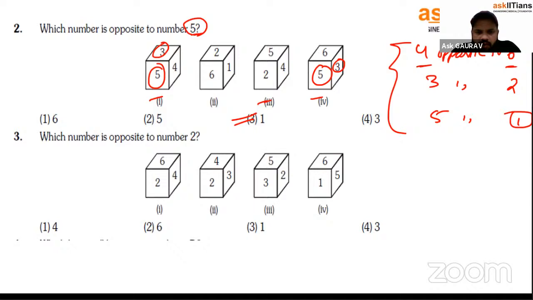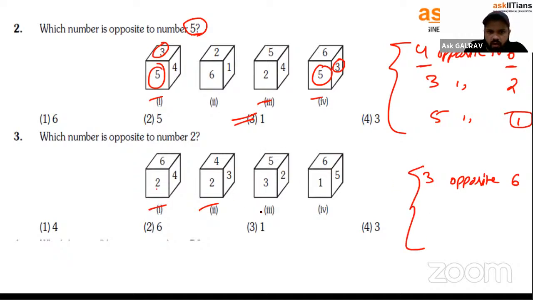Evaluate your die 1 and die 2. What information can you get? The 2 and 4 are common in the first and second. It means 3 is opposite to 6. Now observe the second option and third option. 2 and 3 are common. It means 4 is opposite to 5. So the rest, 2 will be opposite to which one? 1. So option 3 is right.